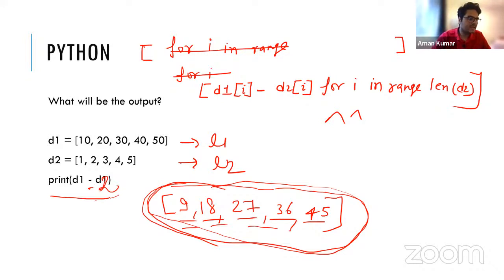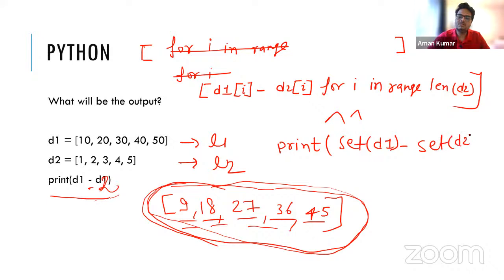Make that as array directly and we can compute. Convert the list into sets. Print set D1 minus set D2. I think this is a smart answer. Have you tested this? If it works, it seems to be a simple and good solution, at least for this problem statement.